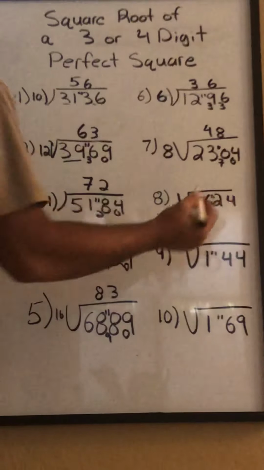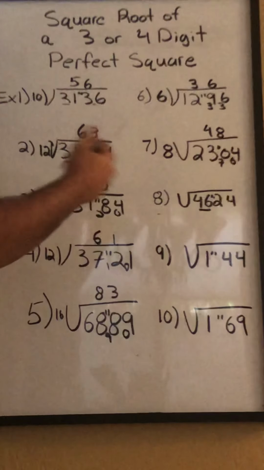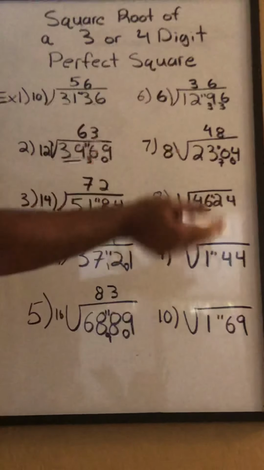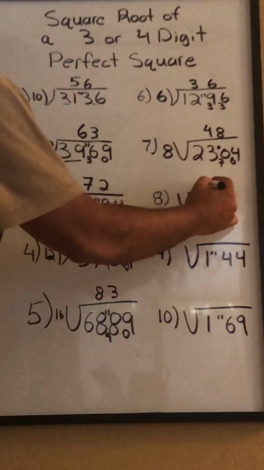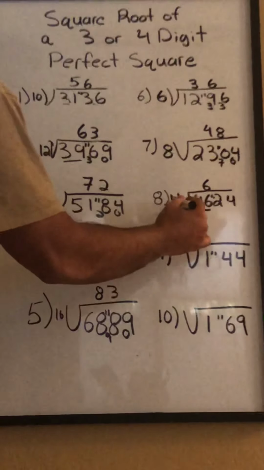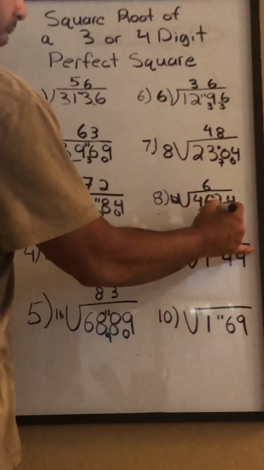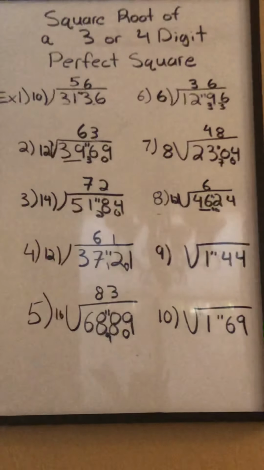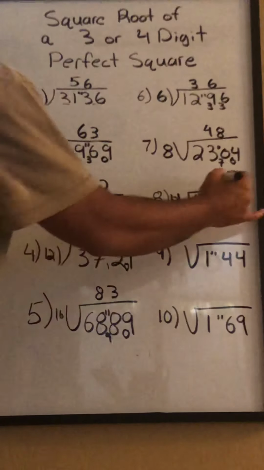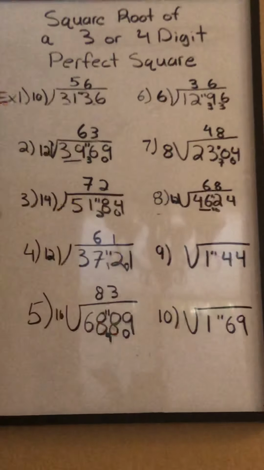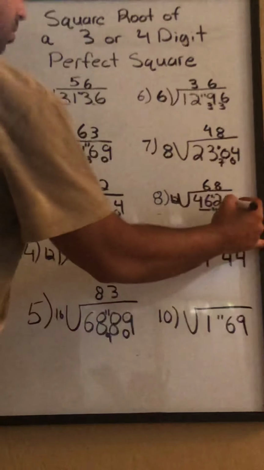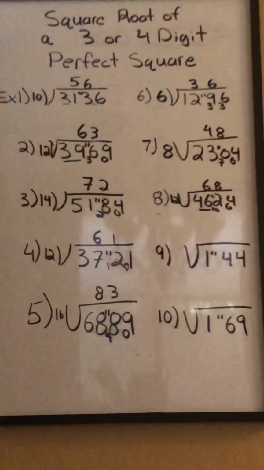What number squared is 46? The closest one is not 7, because 7 squared is 49, so it has to be 6. So double this number, get 12. 6 squared is 36, so 46 minus 36 is a remainder of 10. Okay? How many times does 12 go into 102? Well, it's going to go 8 times. 12 times 8 is 96. 102 minus 96 is 6. So the remainder of 6. 64 minus 8 squared is 0.